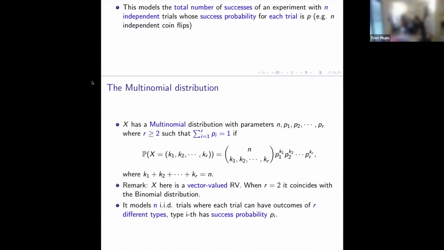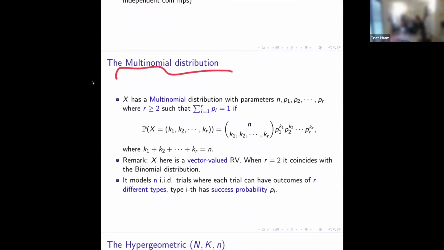And then we skip this. The multinomial distribution actually is very important, but you'll see that more in stochastic processes and things like that. You should look at it yourself, but we won't harp on that in this course.